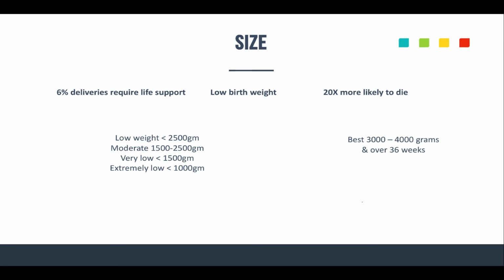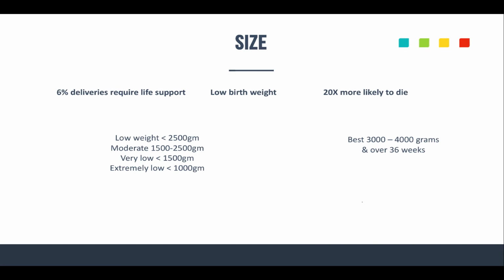But when you get lower, like our low weight, less than 2,500 grams, our moderate weight, which is 1,500 to 2,500, but then we get really low, less than 1,500, less than 1,000, that's when you're going to start having some issues, and when that mortality starts to rise.